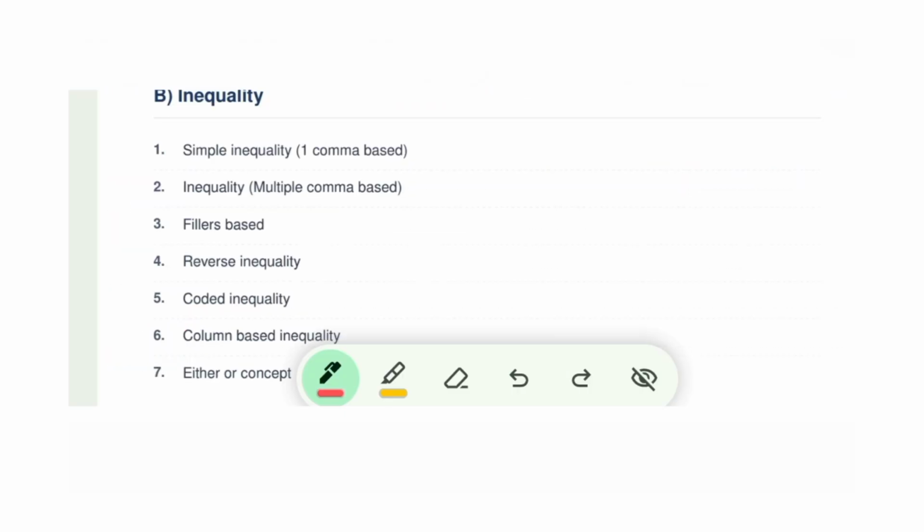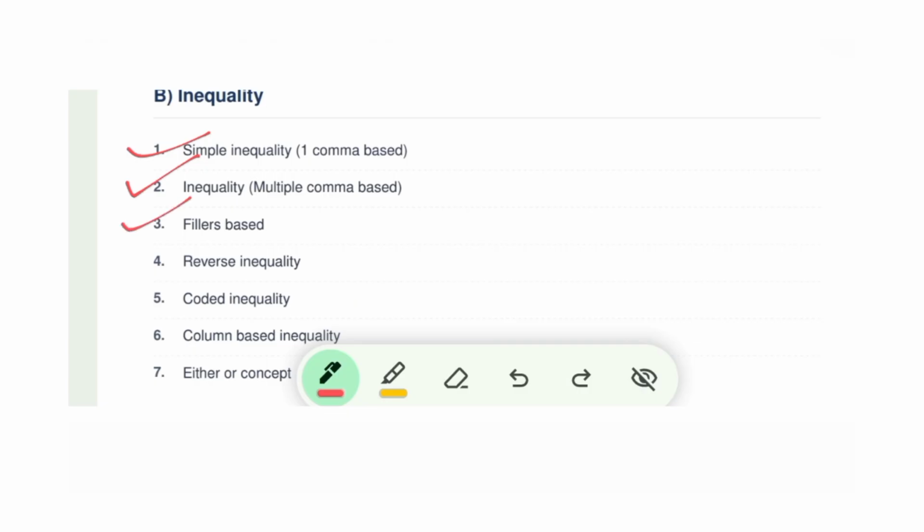Now the topic number 2, that is inequality. There are seven subtypes of inequality I have mentioned here. First is simple inequality, where there is one lengthy statement and conclusion given with no commas. Then in the comma-based form, there are multiple commas in the statement and two to three conclusions asked, and you have to tell whether it's true, false, or indefinite.